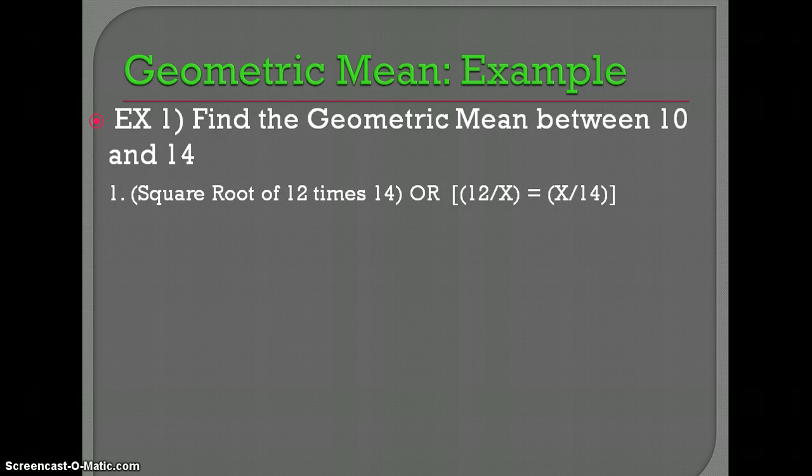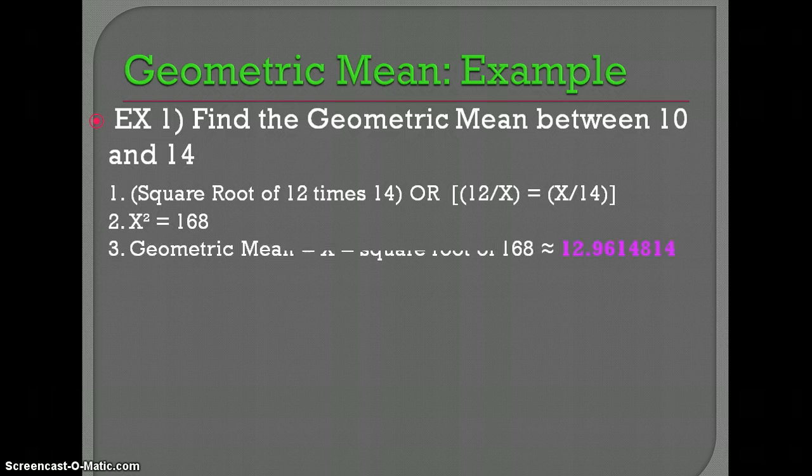So first you can either find the square root of 10 times 14, or you can do 10 over x equals x over 14 and solve by cross multiplying. I'll be showing you the method of cross multiplying. So when you cross multiply, you get x squared equals 140, which is basically 10 times 14. So the geometric mean, which is x, is the square root of 140, which is approximately 11.8321596.